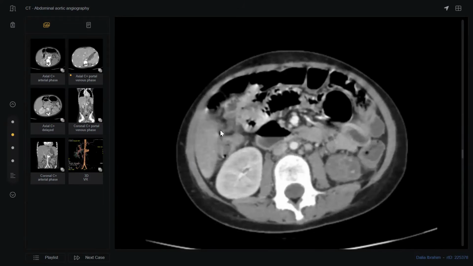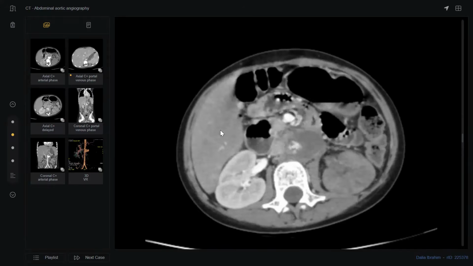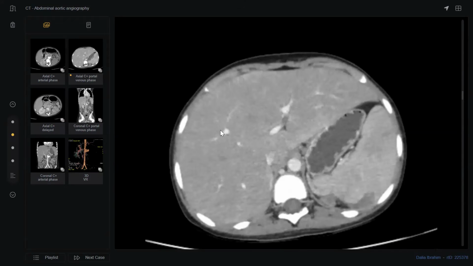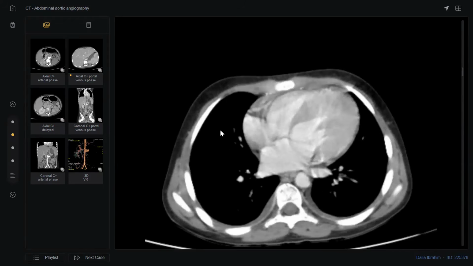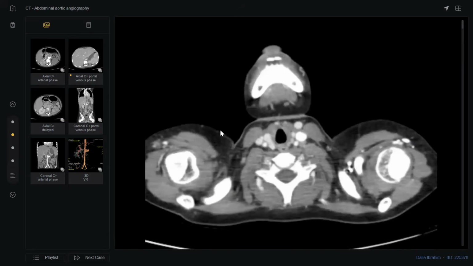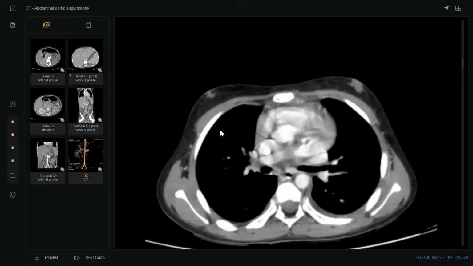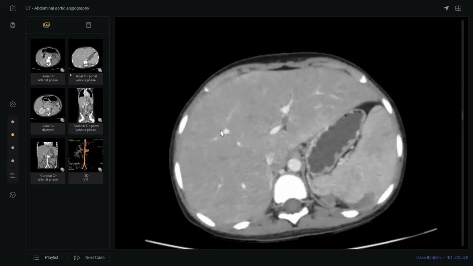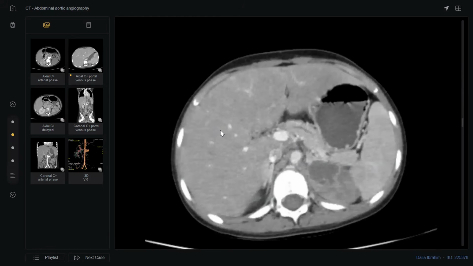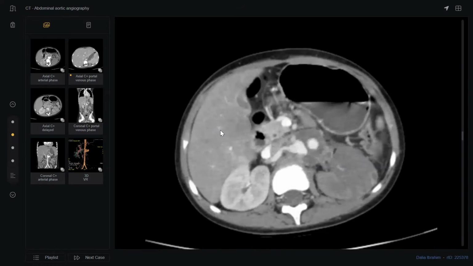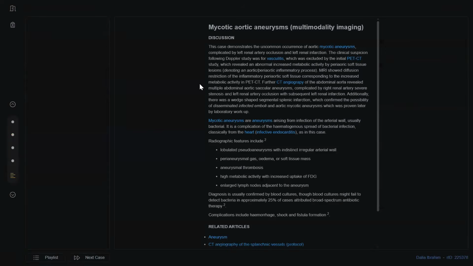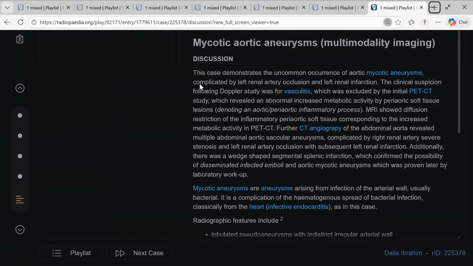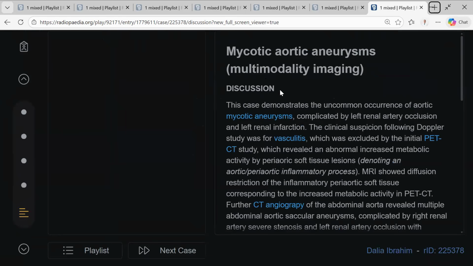Number two, okay, maybe TB, but look at the lung, even in the bone window, it is very clear. If you want to ask the examiner, say you want to change the chest to lung window. Okay, if there is any finding, he will tell you, but almost he will tell you, don't worry about it. Okay, my colleagues, this is a mycotic aneurysm, a mycotic aortic aneurysm.